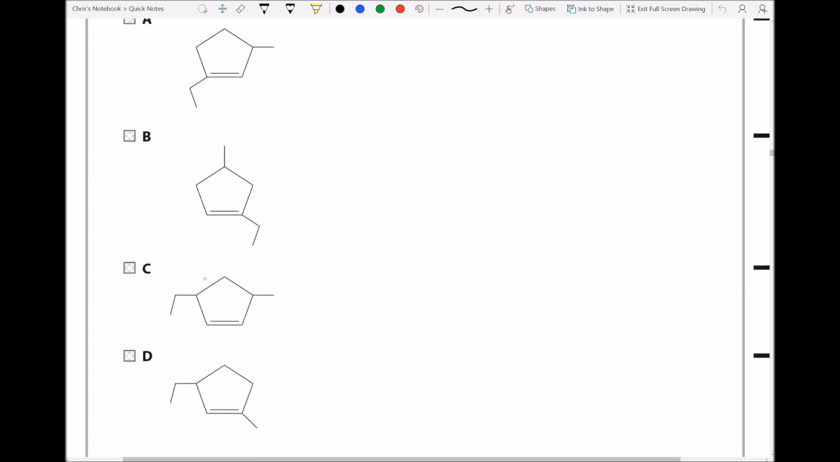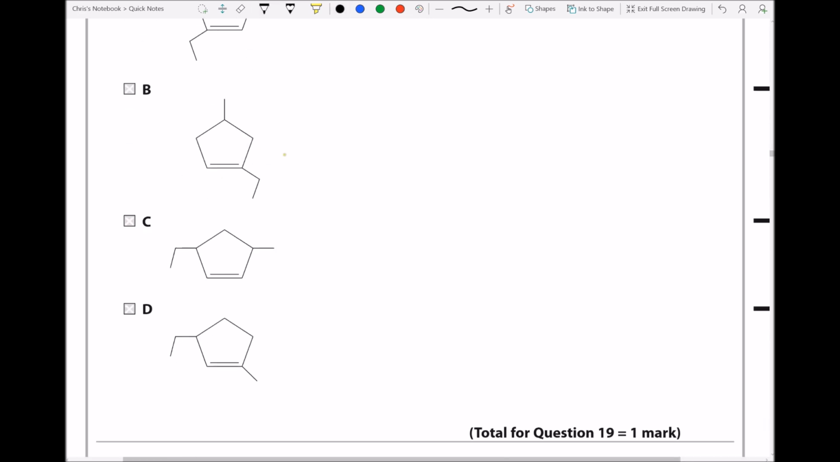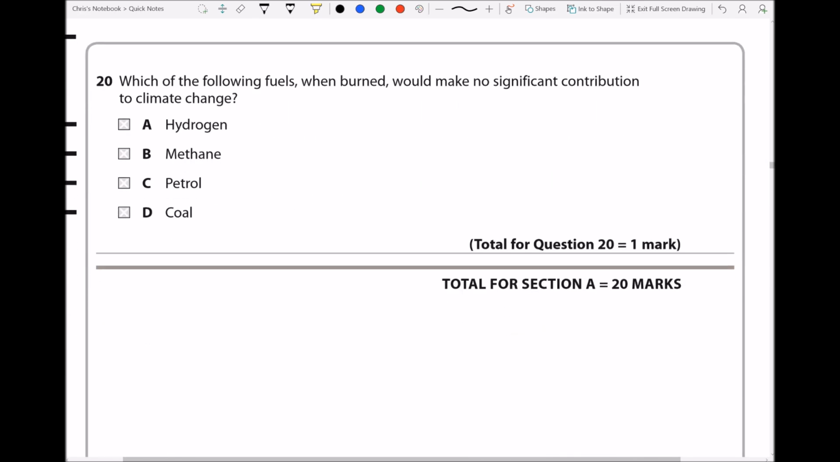The rest of them don't obviously show that type of formation here. So that is the right answer. So that is A. So you've got to look out for the ethyl group hanging off the first carbon. Remember, it's cyclopent-1-ene. There's carbon 1. The ethyl group is hanging off the first carbon. So that's got to be A. Okay, so make sure you're looking for that. That's really, really important.